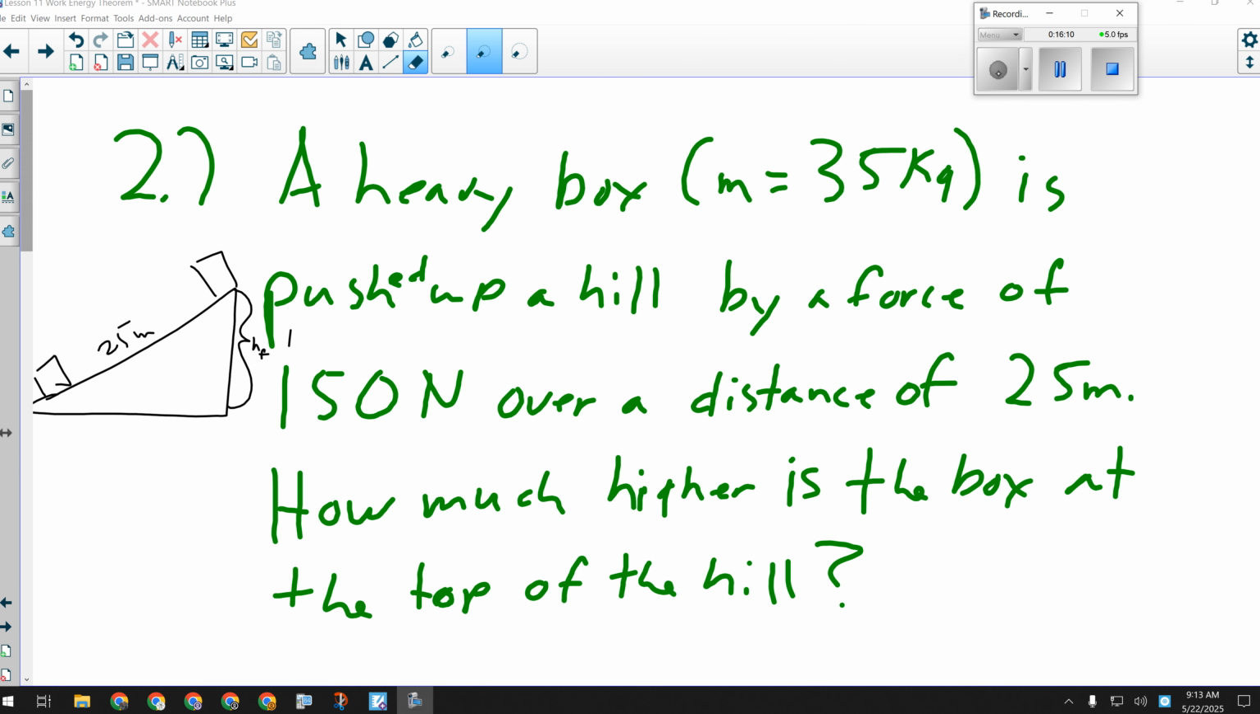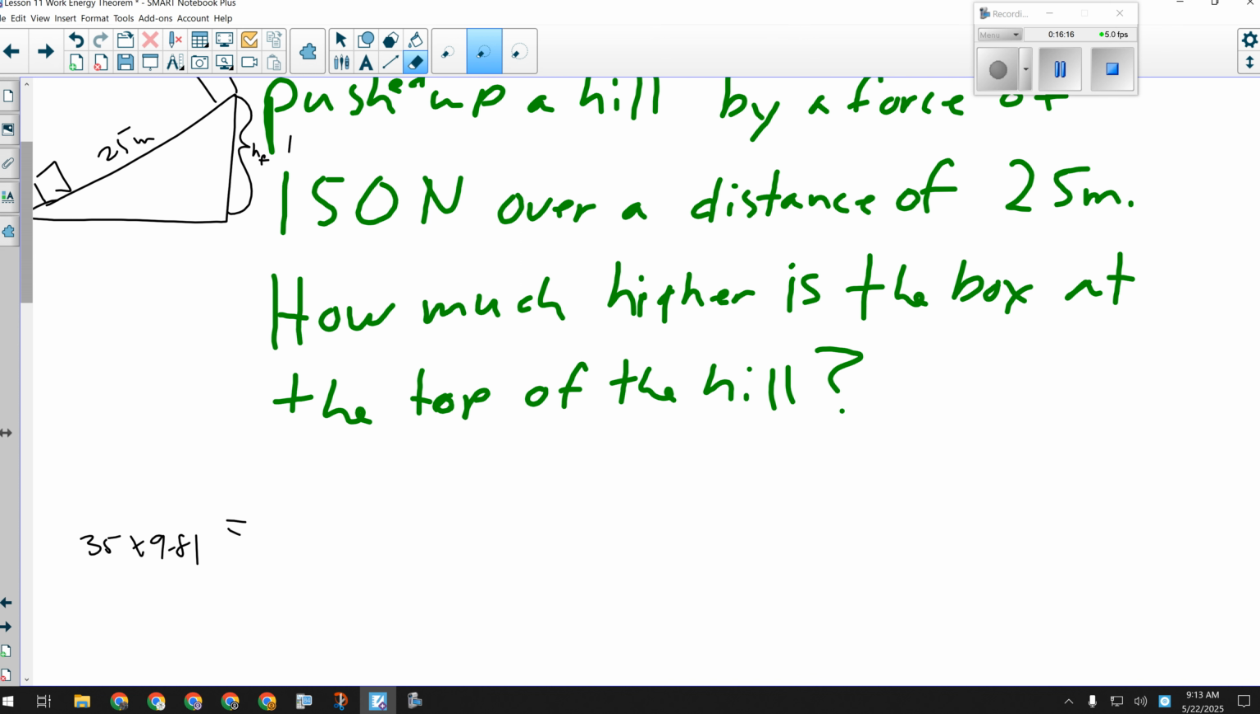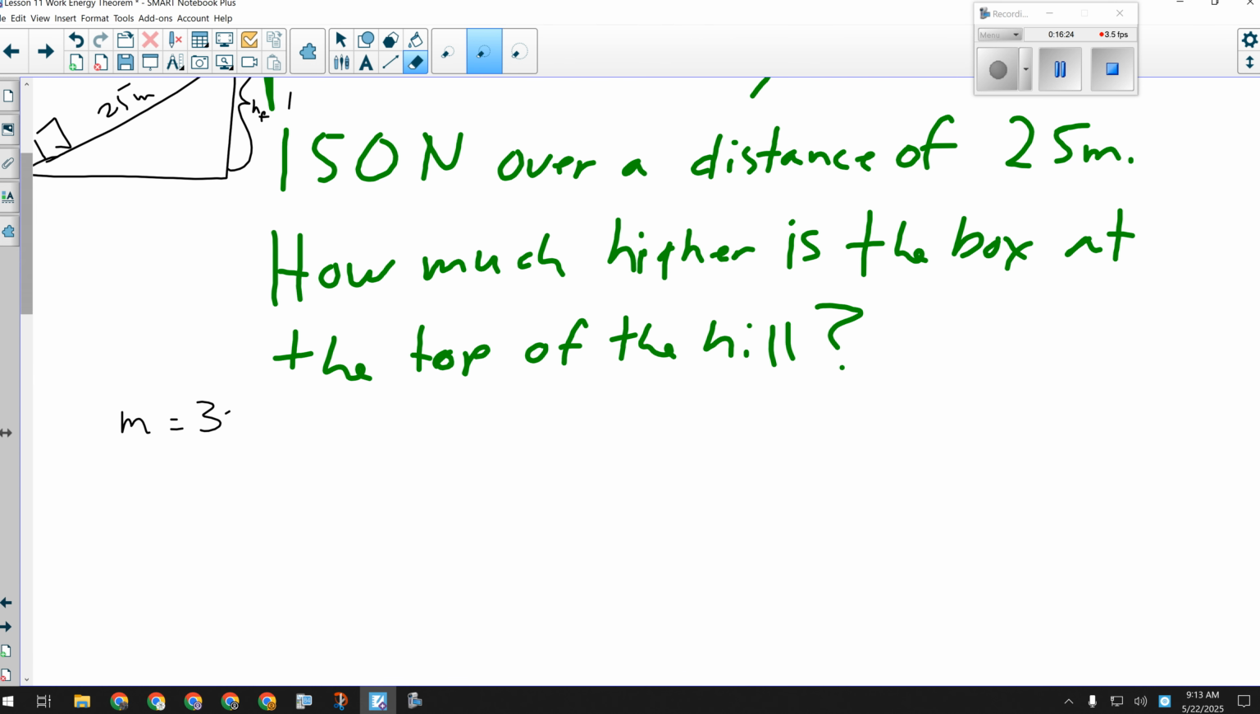So our givens for this one are that we know the mass. It's 35 kilograms. We know the force is 150 newtons, and we know the distance is 25 meters.